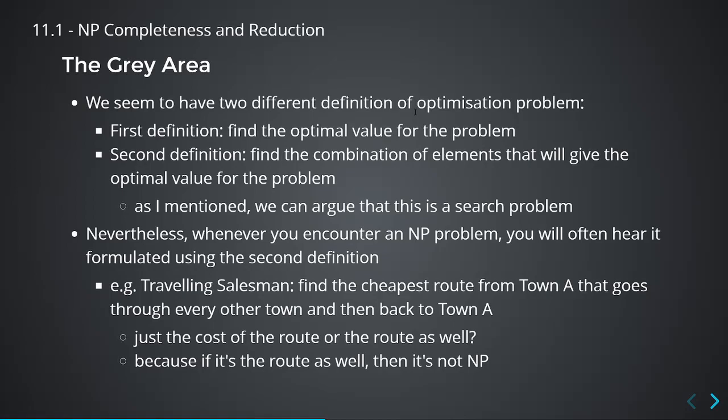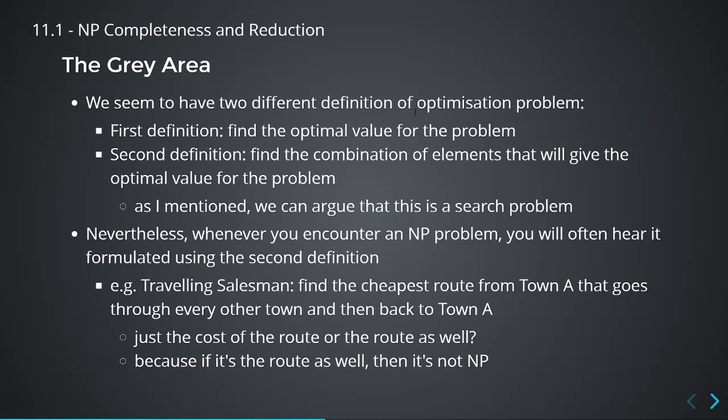People would just say, traveling salesman, go find the cheapest route from town A, back to town A, that goes through every single town, right? They're just going to say cheapest route. When you say cheapest route, is that just the cost of the route? Or do you also want the route? Because if you also want the route, then it's not NP.